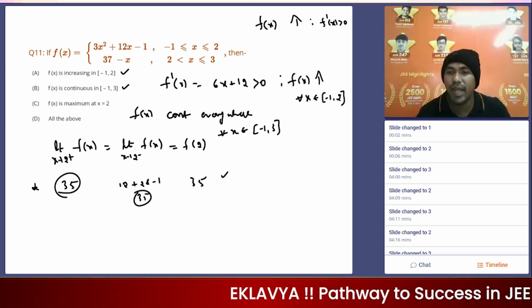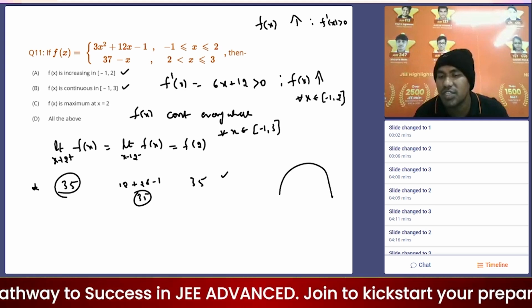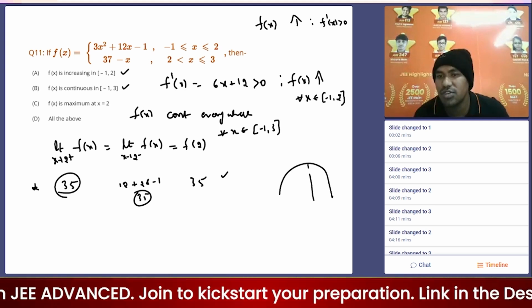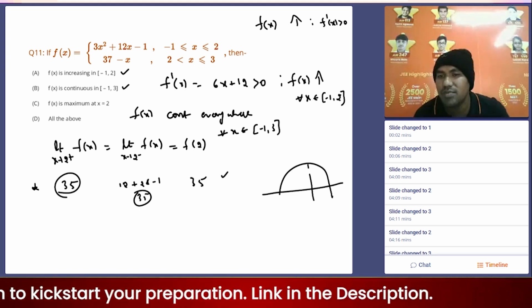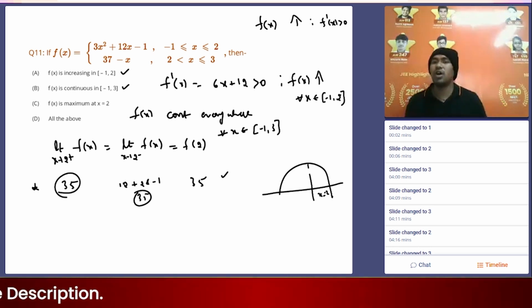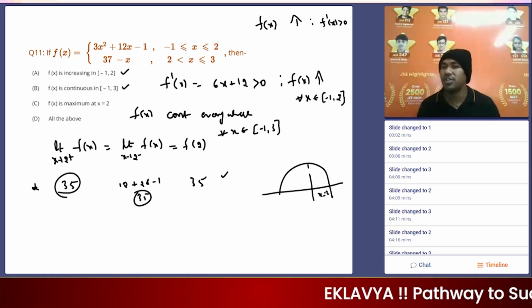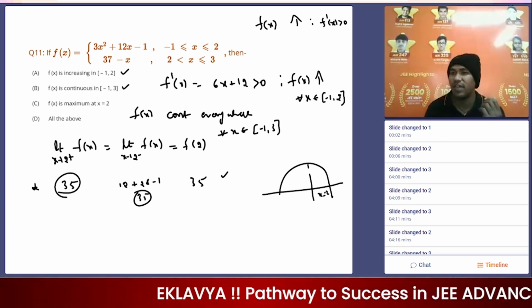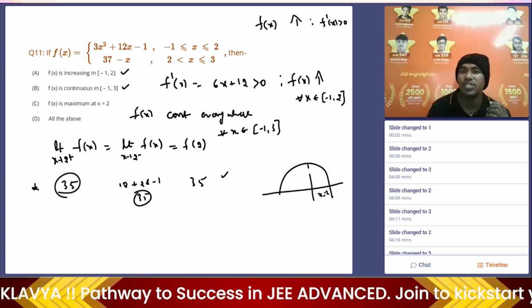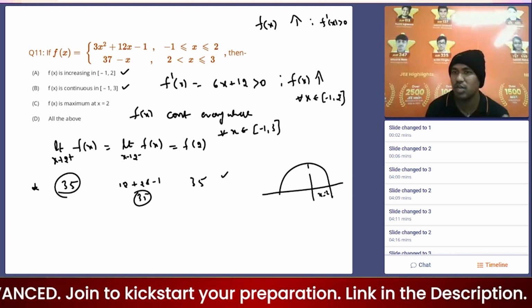Generally, when you get a maximum value, the curve changes its behavior. That means if it is reaching a maximum value at x equals 2, how will you identify it? So we look at the left derivative and right derivative. If it is giving different values, or in minus 1 to 2, if you see, the function is increasing. That is what we have done.